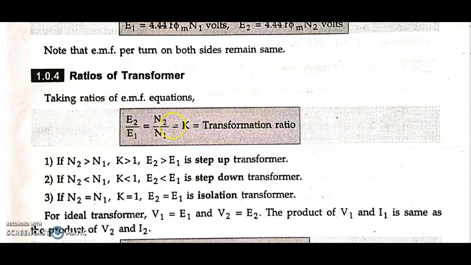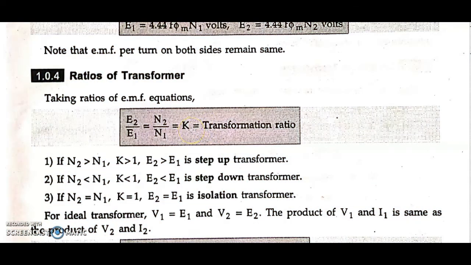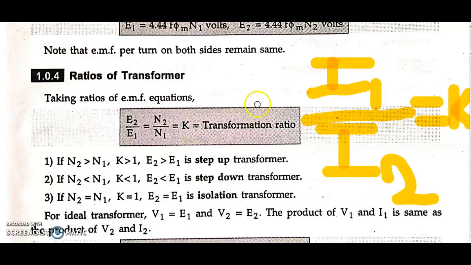And again, they have not written one more thing over here. Along with this, you remember K is equal to I1 by I2. I1 is the primary current and I2 is the secondary current. It is not written here. So just remember I1 by I2 is equal to K. Here I have written I1 by I2 is equal to K is equal to N2 by N1 is equal to E2 by E1. You need to remember this also. This is your transformation ratio.